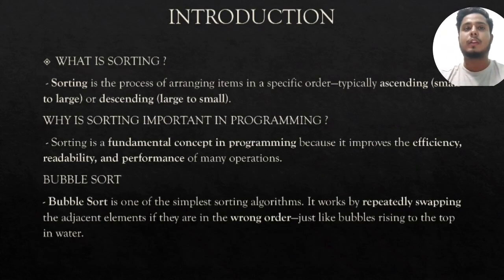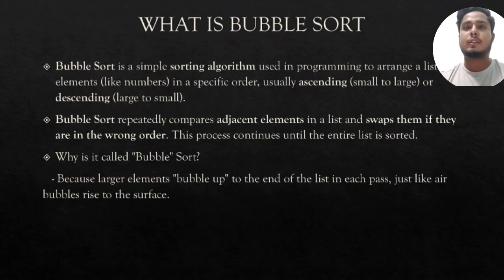What is sorting? Sorting is a process of arranging items in a specific order, typically ascending to descending or descending to ascending. So why is sorting important in programming? Because it improves the efficiency, readability and performance of many operations. So moving on to the next, let us start.